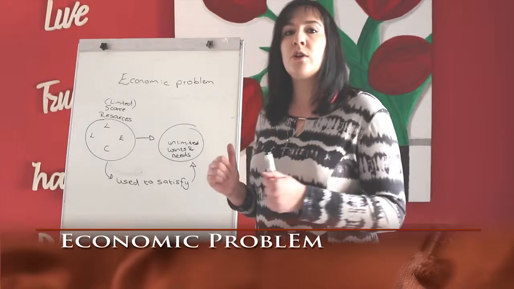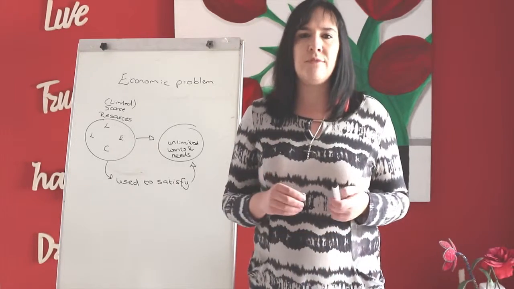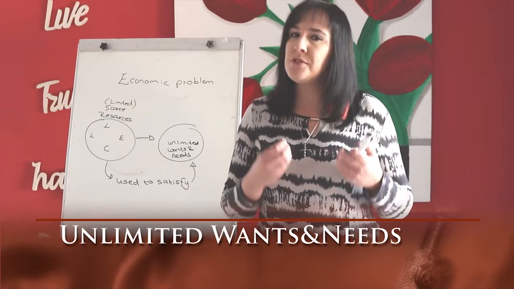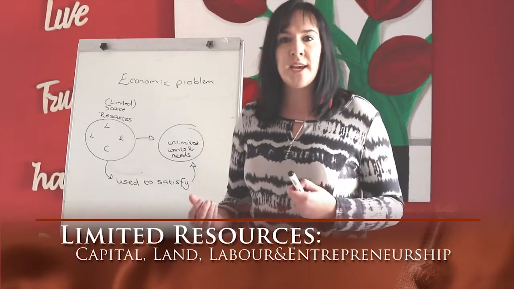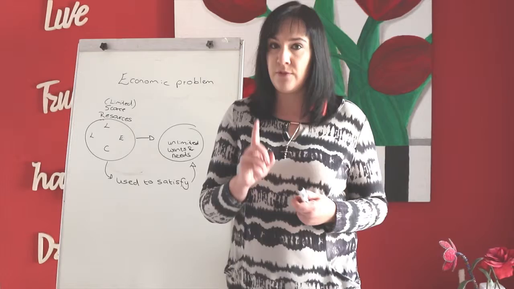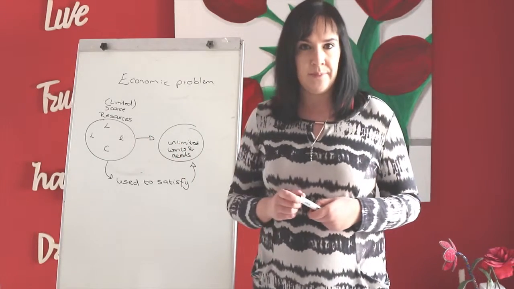Now we can move on to the economic problem. So the economic problem is that I have unlimited wants and needs, and I have to satisfy these unlimited wants and needs with my scarce or my limited resources. That's why we looked at the resources first. That was land, labor, capital and entrepreneurship.